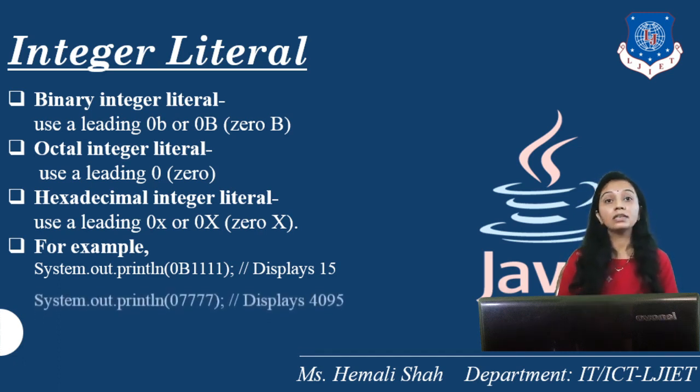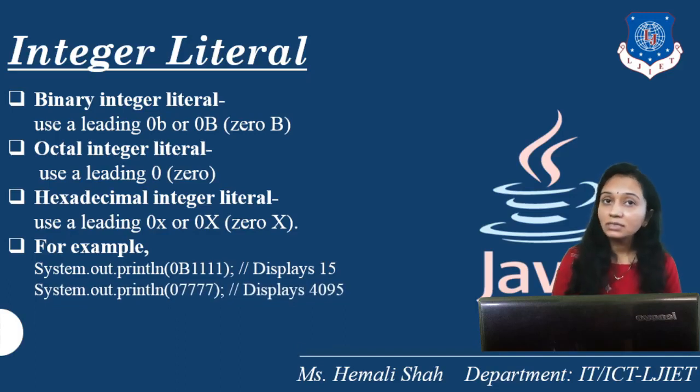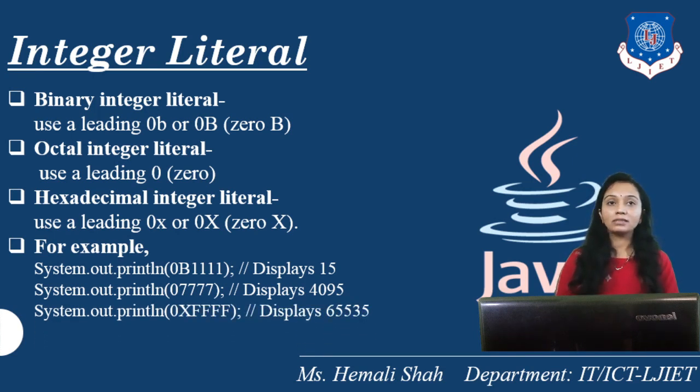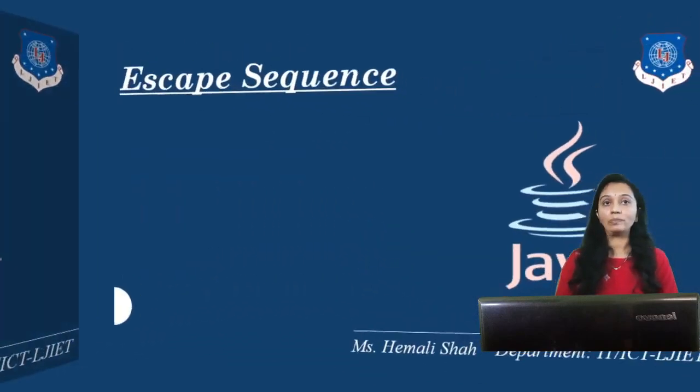That's why. Now, if you are using only a leading 0 in a System.out.println, then it will be considered as an octal value, and this will be an octal form of the 4095 value. If you are using 0xFFF, all F indicates 65535. This is an integer value represented in a hexadecimal value. So 0x will be considered as a hexadecimal value. So such integer literals we are using in our program also, right?